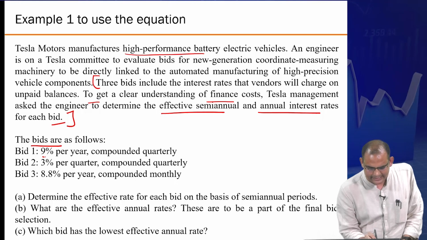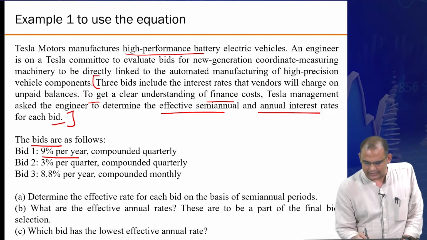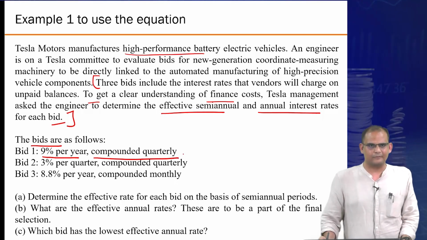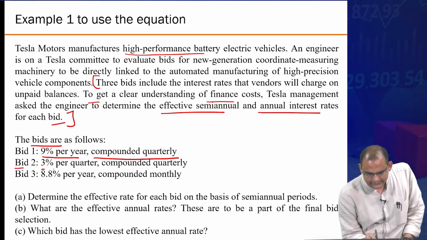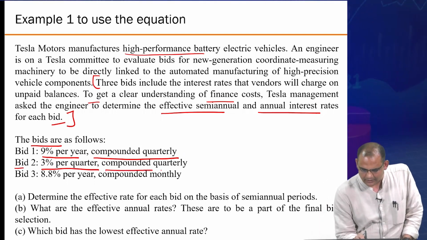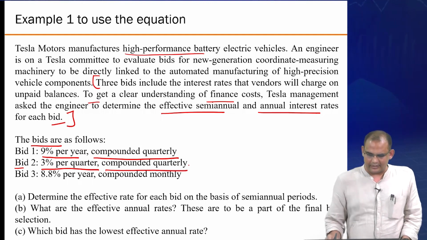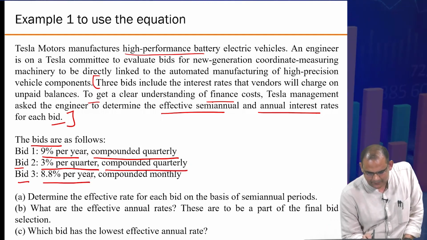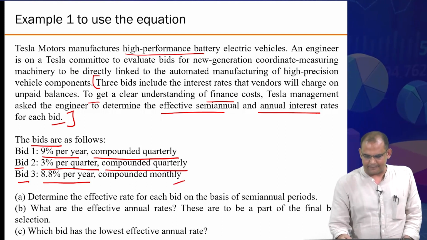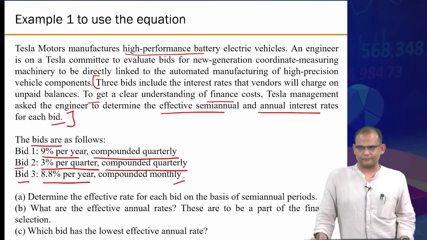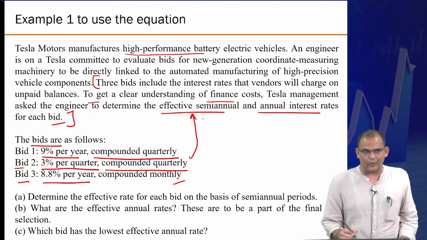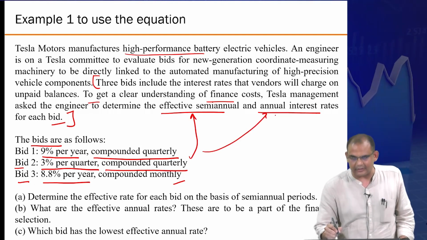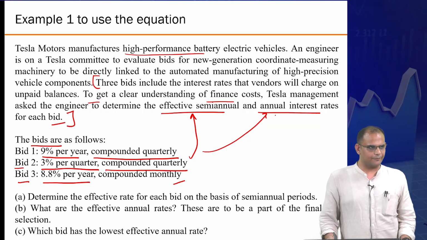Bid 1 is 9% per year, compounded quarterly. This is what one vendor quoted. The second vendor quotes 3% per quarter, compounded quarterly, and bid 3 says 8.8% per year, compounded monthly. Okay, you have to find the effective semi-annual and effective annual interest rate to compare.